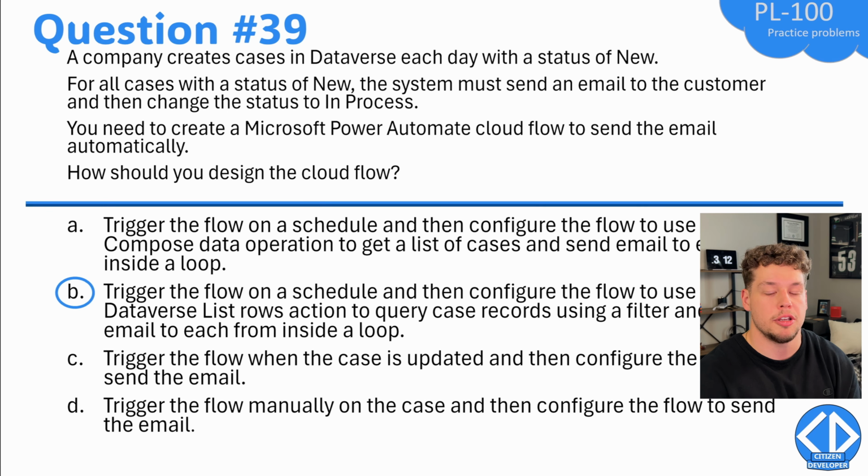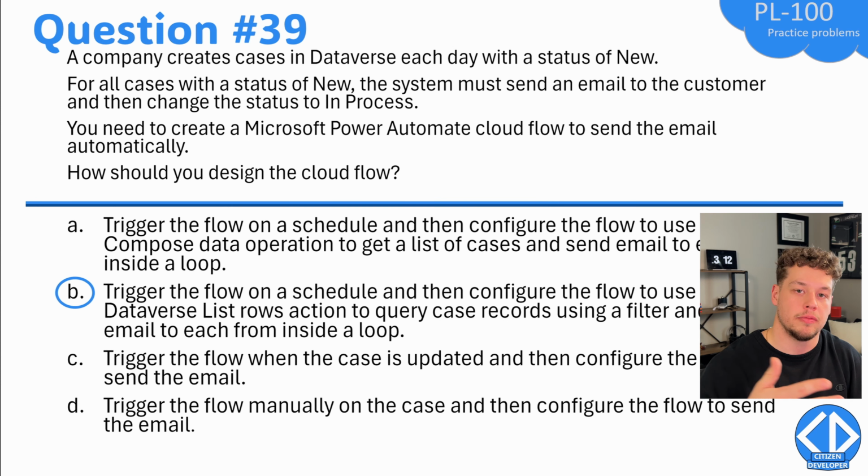Now this might be something where you actually want it to be an automated cloud flow, but for this situation, they're wanting to use a schedule. Say at the end of every workday, we want to find all of the new cases from the day and then send the email and mark it as in progress for then tomorrow. That would be the situation here. So the answer here is going to be B.